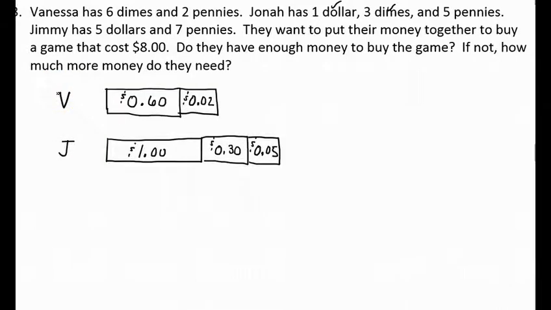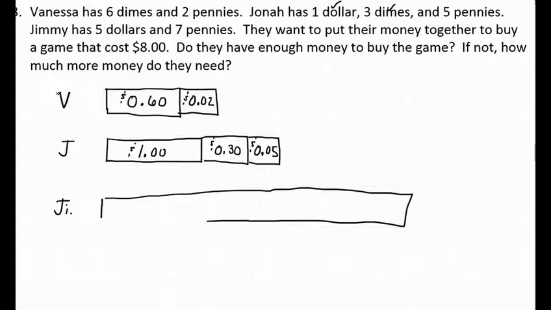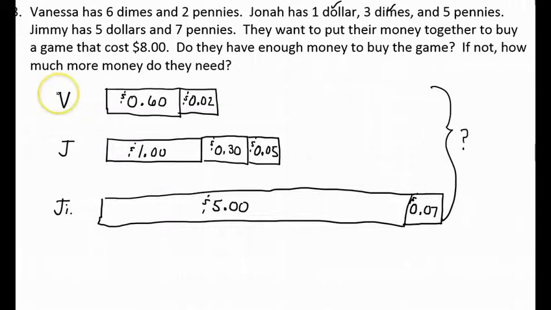And then finally we have Jimmy. He has $5, so I'm going to show a long tape for that. So that's $5 and 7 pennies, which would be 7 cents. Now the question is, do they have enough money to buy the game if the game costs $8? So let's find the total here first.